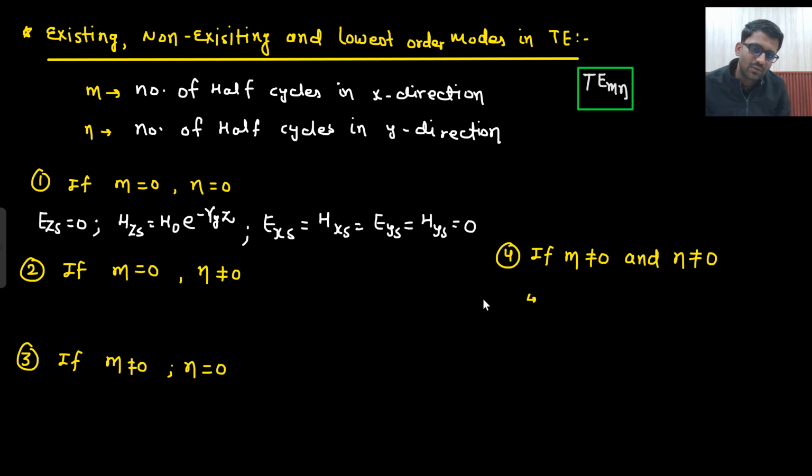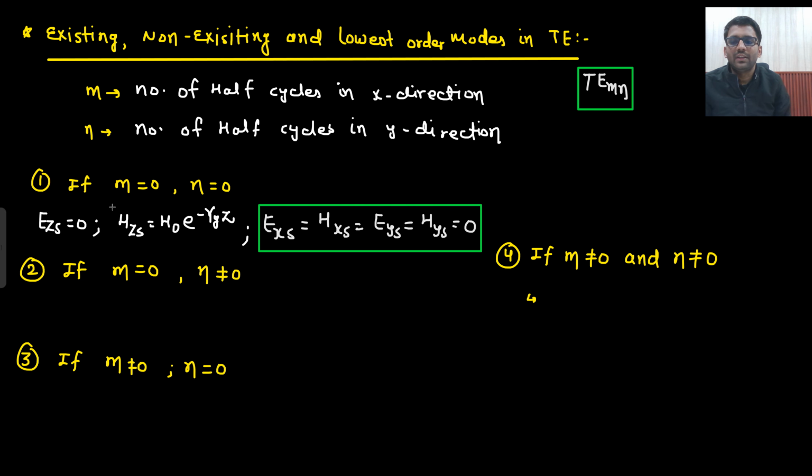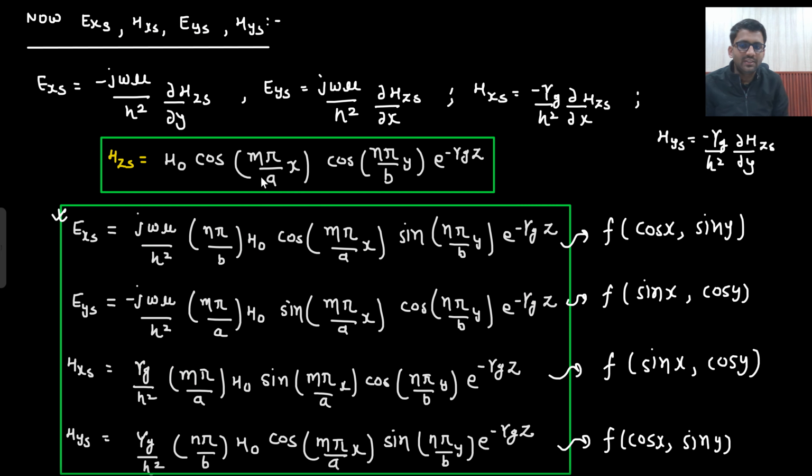HYS, all these are 0. Now let me know one thing: whether this mode will be existing or not. What do you understand by this equation? That H0 is some magnitude. It is having standing wave in x direction, standing wave in y direction, and traveling wave in z direction. And this is how our EM wave propagates inside a waveguide.